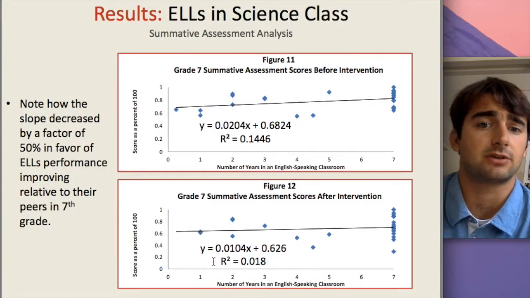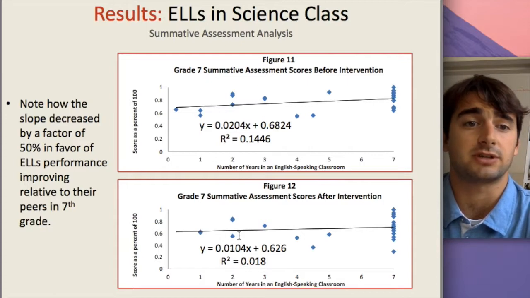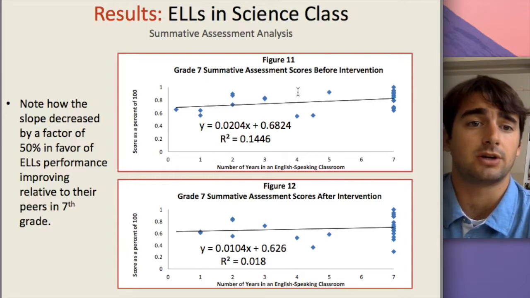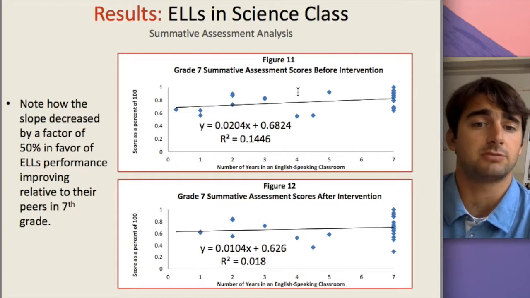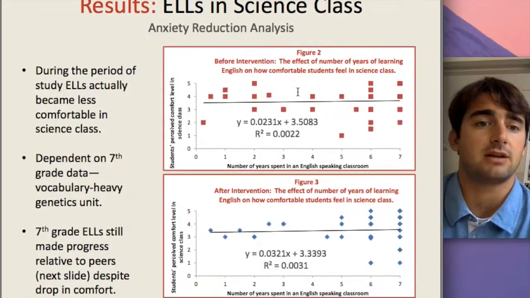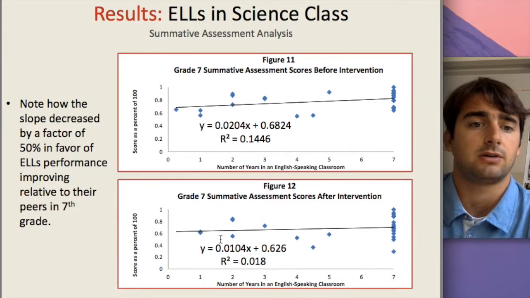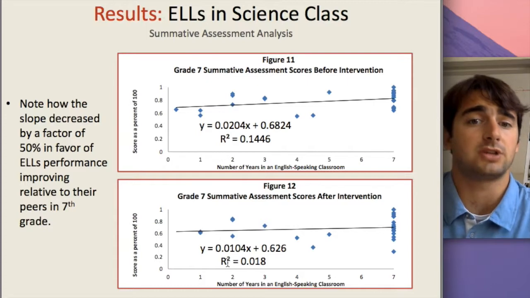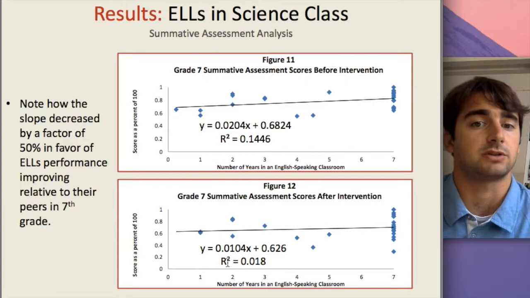Next, we see the 7th grade scores. This is something to look at. This is very interesting. We notice that the slope has decreased by a factor of 50%. This means the 7th graders scored... their ELLs scored worse relative to their peers before than they did after. And remember that from 2 slides previous, we noticed that the anxiety level actually increased for ELLs. So as overall anxiety levels increased, we actually saw an increase in ELLs' performance relative to their peers, which means that something was working, especially for the 7th graders.